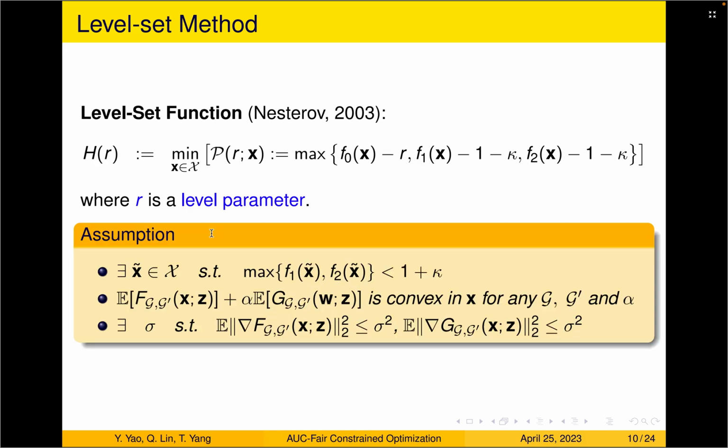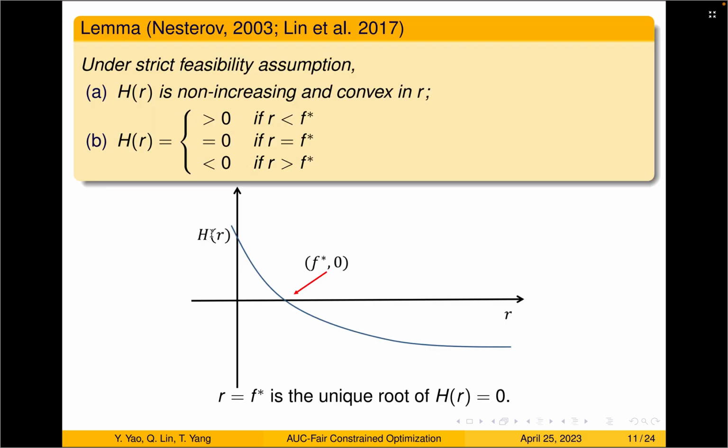If we want to use the level set method, we need the following assumptions. So first is the strict feasibility, and then we want the expectation of capital F plus alpha times the expectation of capital G to be convex in X for any G, G prime, and alpha. The third assumption is we want the expectation of the gradient to be bounded. So under the strict feasibility assumption, we can see that the level set function is non-increasing and convex in r.